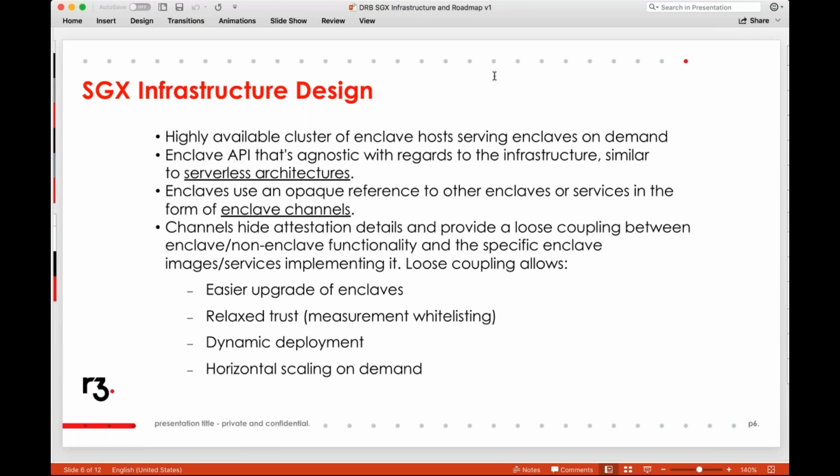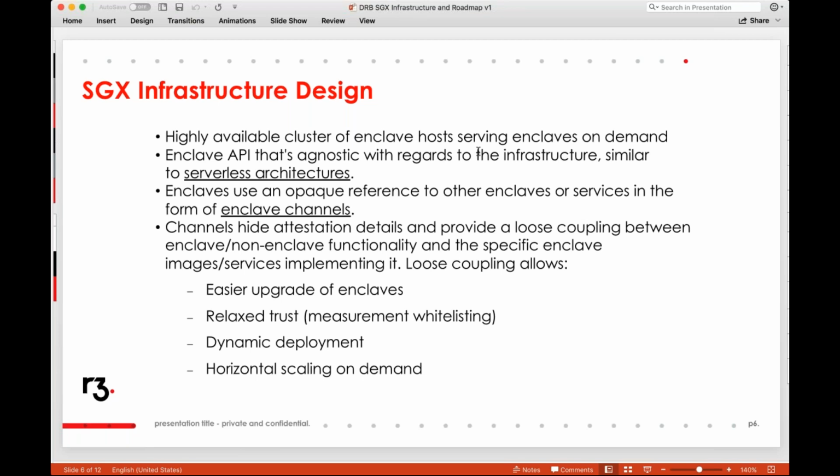The same idea applies here, except here we have enclaves, and the enclaves will be agnostic with regards to the hosting infrastructure, and the hosting infrastructure will be agnostic with respect to the enclave business logic. And so to do this, we introduced the notion of an enclave channel, which abstracts a communication channel to an enclave. This is an opaque reference that doesn't actually pin the measurement, the hash of the image. It pins the communication channel rather.